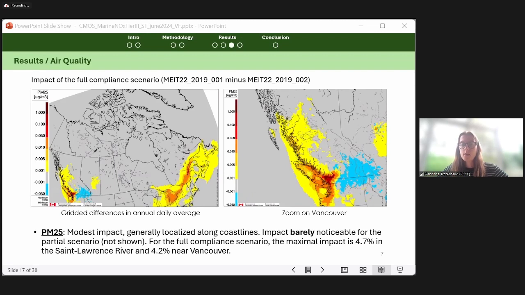Although the impact is a bit more modest for the air concentration, PM2.5 is a pollutant that really has a great impact on health. So even a small change can still lead to a great impact on health.